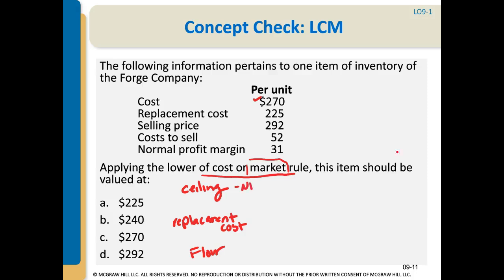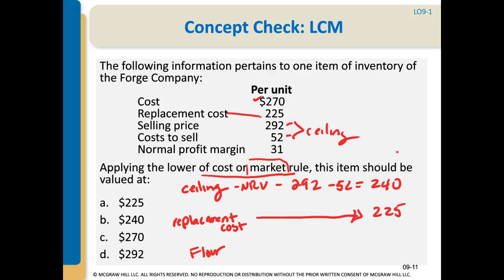So the ceiling is going to be the net realizable value, and that is going to be our selling price, $292, minus the cost to sell. That's going to be the ceiling, right? So minus 52, so that equals 240. The replacement cost, we're told, is 225. That's our replacement cost. And the floor is going to be our net realizable value minus our normal profit margin.